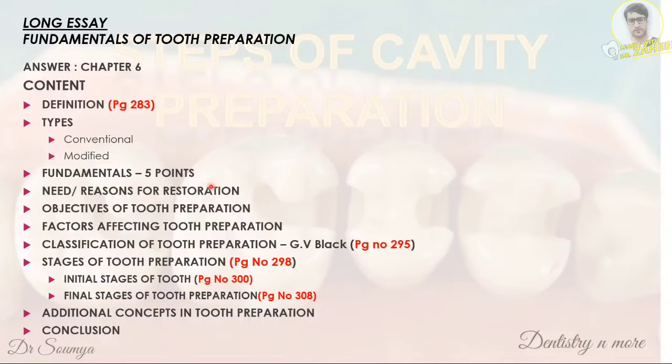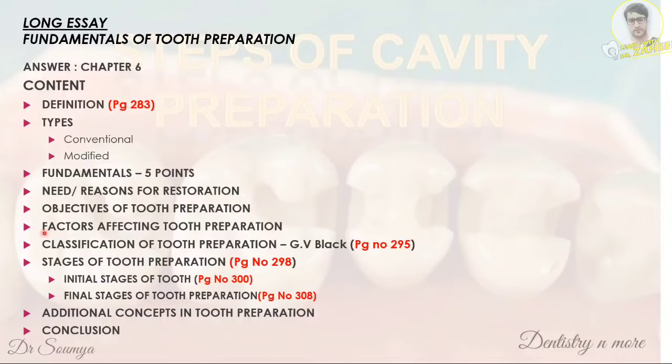aesthetic and functional manner. And after that you can give a brief description about the needs or reasons for restoration. One is prevention or repair of caries, repair or replacement of defective restorations, and restoring the form and function of fractured teeth and congenitally malformed teeth.